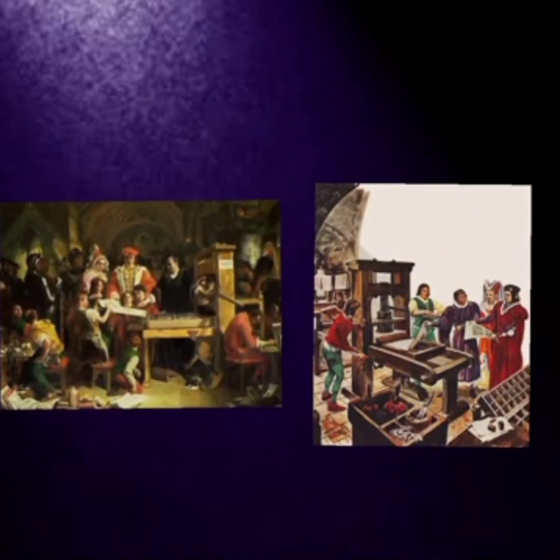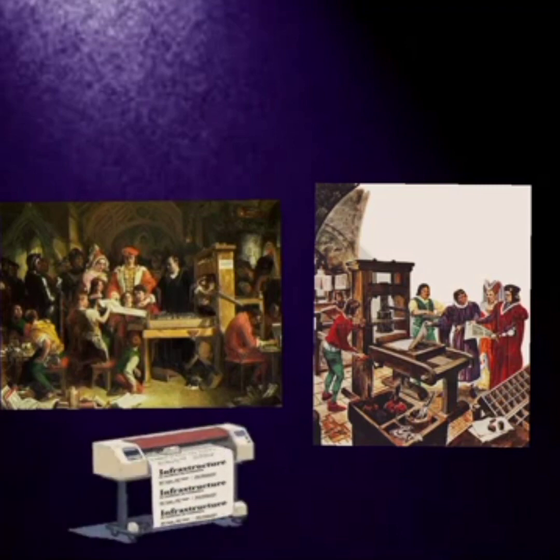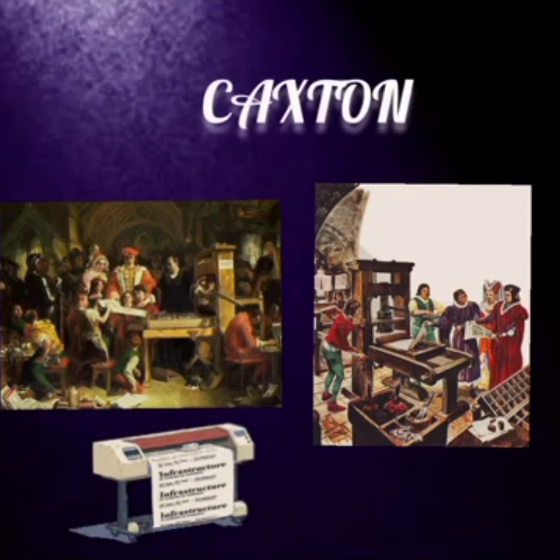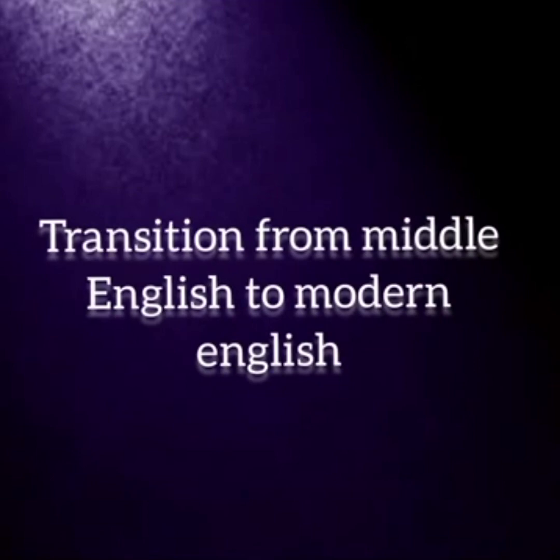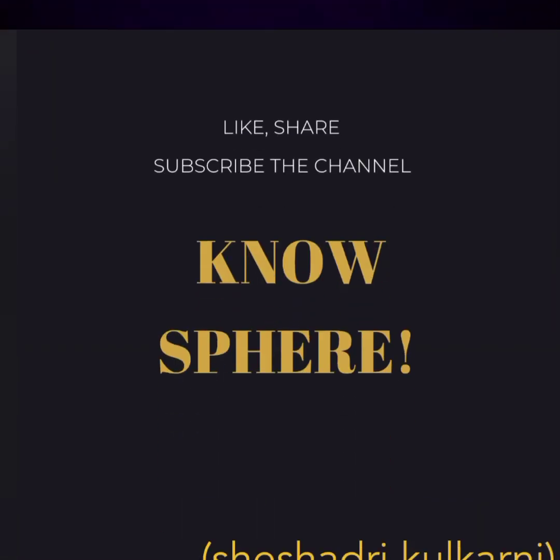The Middle English period came to an end with the introduction of printing in England by Caxton. The later half of the 15th century marks the transition from Middle English to Modern English.